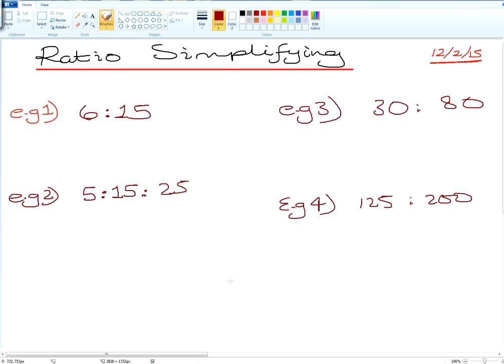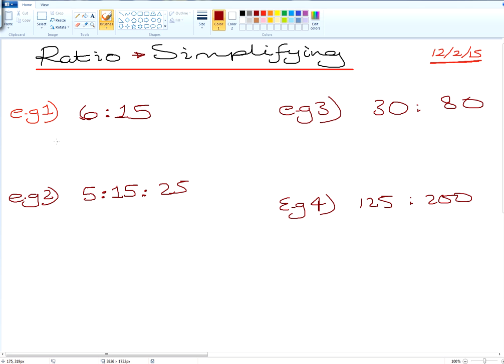I'll be my class here, looking at ratio, and in particular, we're looking at how we simplify ratios. For example, this one is 6 ratio 15. If it was a mixture of something, or some ingredients, for every 6 kilograms of the first ingredient, the other one will have 15 kilograms. Or it could be, for example, 6 parts of cordial to 15 parts of water. So it's about how things are mixed to each other.